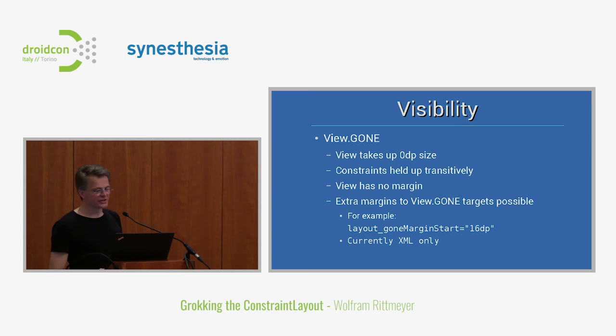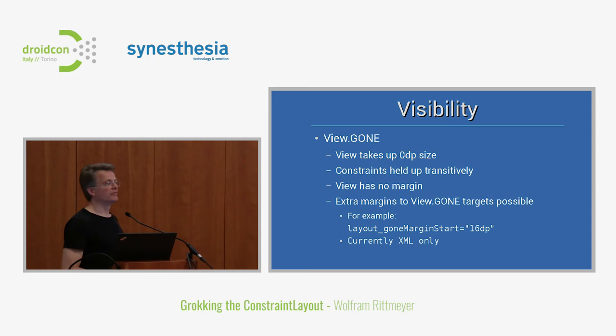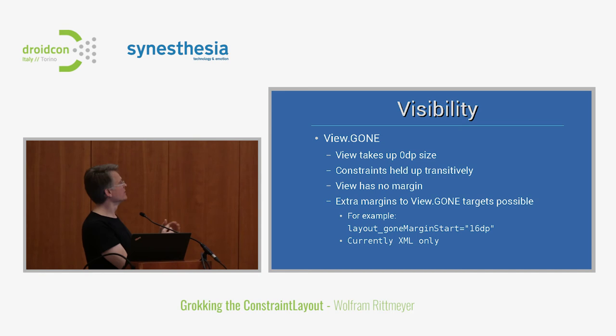I've already mentioned the visibility. There's one important thing to know here. For example, I've shown you the example where the button was gone, and then the other things were directly aligned to the left edge of the screen. Now, if this button that you used before had some margin to the screen, and you had no margin to this button before, anything else after the button was made invisible would be directly at the edge of the screen. But you might not want this. So if you want to change a margin depending on this, you can say I want to use a special gone margin that is only used if the view I'm constraining to is marked view.gone.